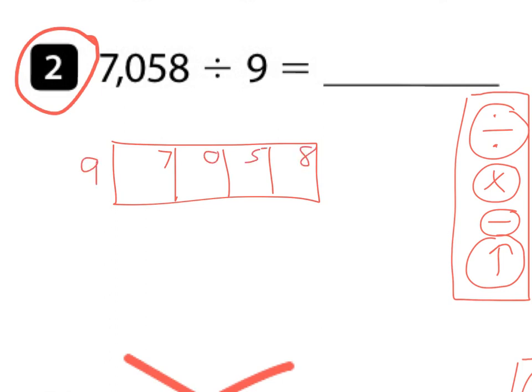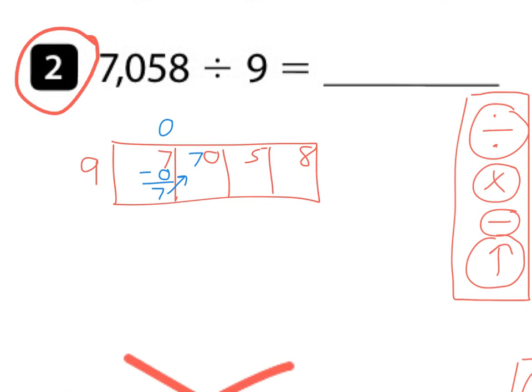And our divisor is 9, so we're dividing 9 into each one of those. 9 goes into 7 0 times. Multiply 0 times 9 is 0. Subtract, get a difference of 7. Bring that 7 up. Start the whole process over.